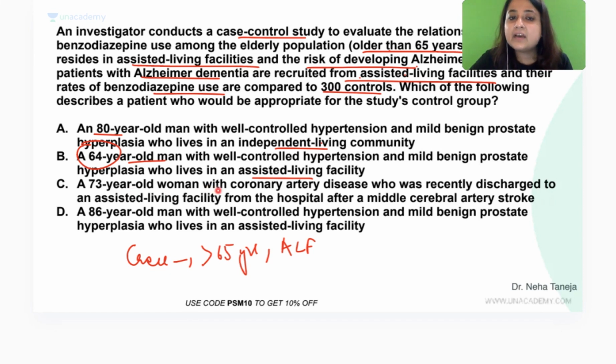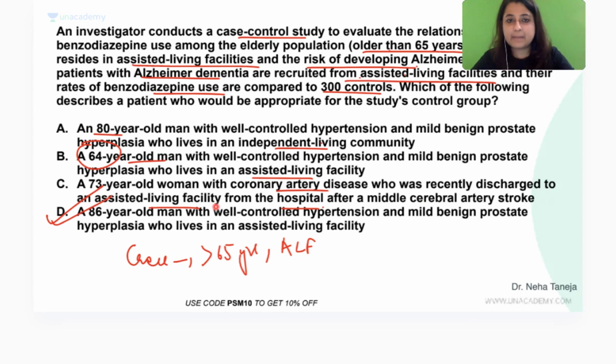A 73-year-old female, all right, age is okay, with coronary artery disease, who was recently discharged to an assisted living facility. Found in an assisted living facility from the hospital. No, now this has altogether a different presentation. So that is out. Look at option D now.